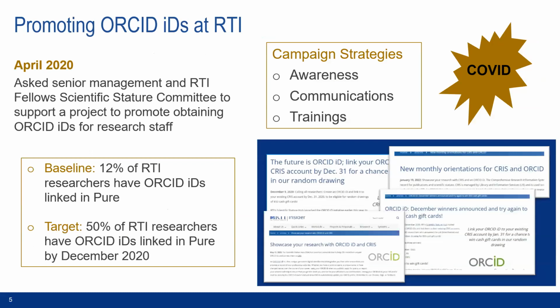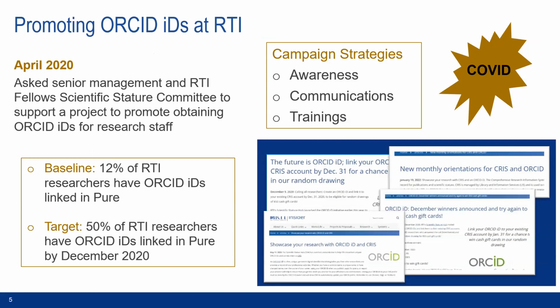So we started with a presentation to senior management saying that we would like to start this project. They were on board with it. We shared why we thought it was important, what it was going to bring to the Institute, and put RTI to the cutting edge for the information. We had some things lined up, such as giveaways in the cafeteria and tabling. And then of course, COVID hit. And so we had to pivot, as Christina said, to an online campaign.